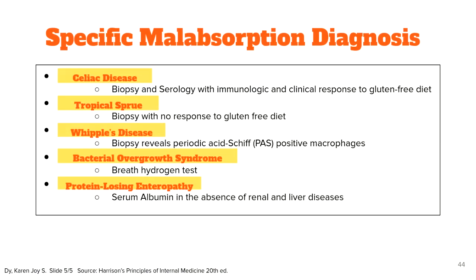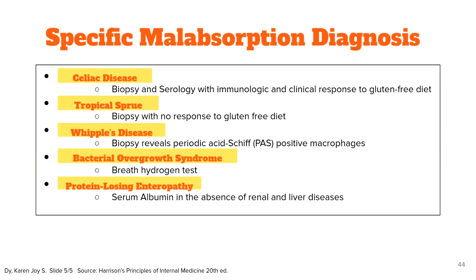So for the specific malabsorption diagnosis, as outlined a while ago, for celiac disease, you would use biopsy and serology with immunologic and clinical response to gluten-free diet. Histologic changes would include an increased number of intraepithelial lymphocytes and reduced height or absence of villi, and also cuboidal appearance, and the nuclei is no longer oriented basally in the surface epithelial cells.